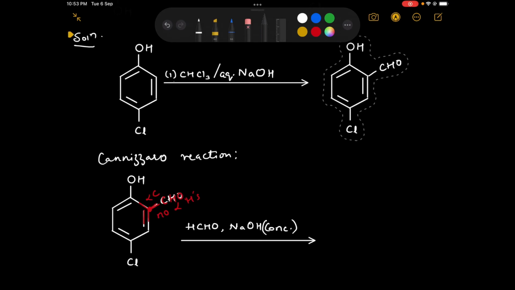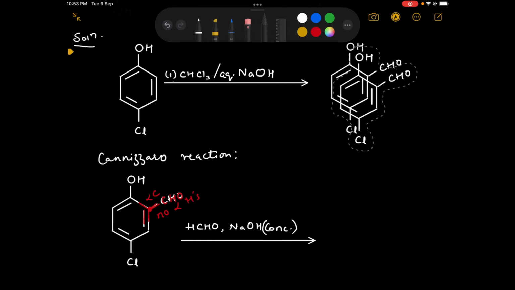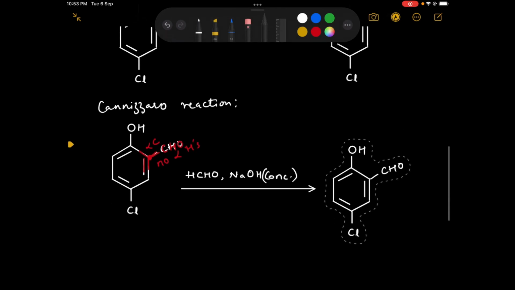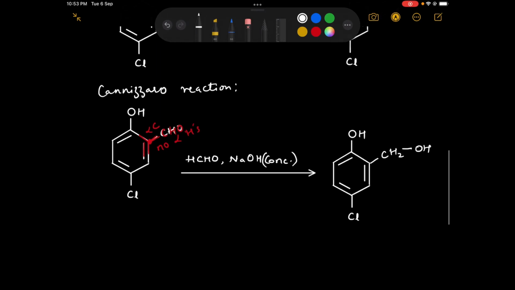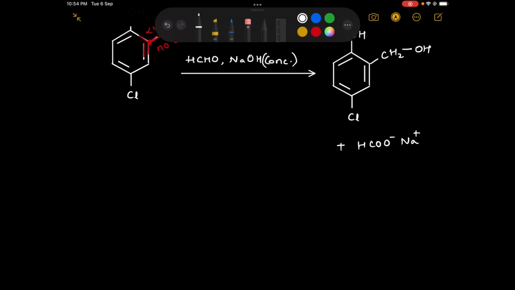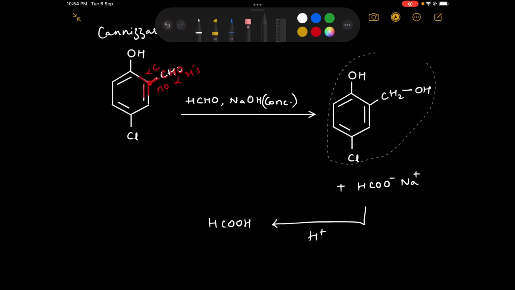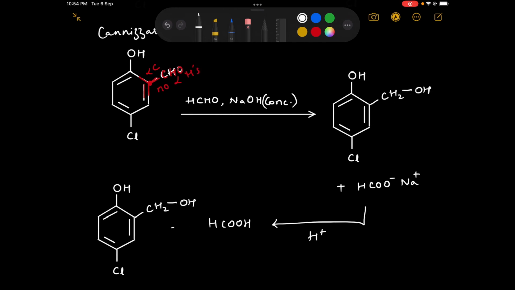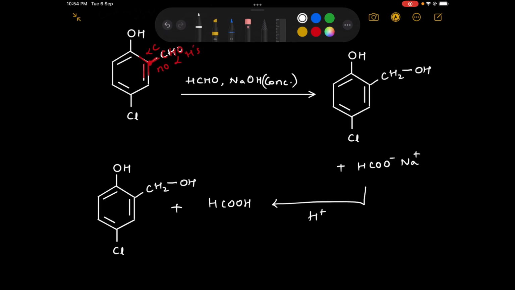So the first product what we will be having is the reduction of this aldehydic group, and here we get CH2OH. This gets reduced and formaldehyde gets converted to sodium formate. This sodium formate on further hydrolysis gets converted to formic acid. So the final product what we have is this one, and the other one is formic acid.